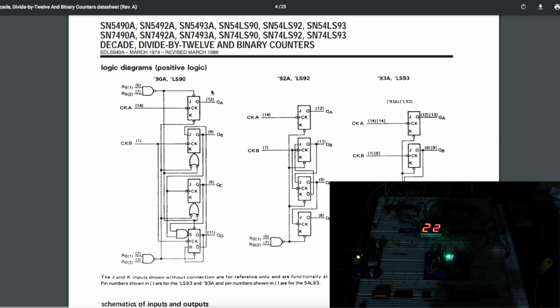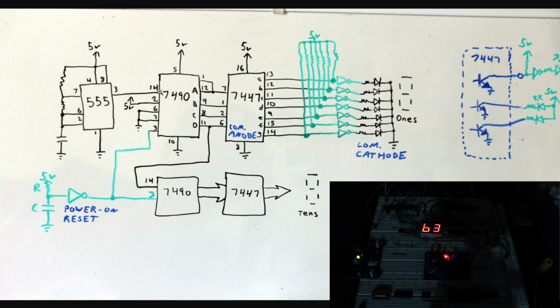So to use this as a binary counter, we need to take this pin 12 QA output and connect it down to pin 1, the clock B input, so we are cascading the flip-flops as a counter, and our main clock is going to be clock A on pin 14. So that's what we have here. The 555 is clocking pin 14. The A output goes back to the clock B input.